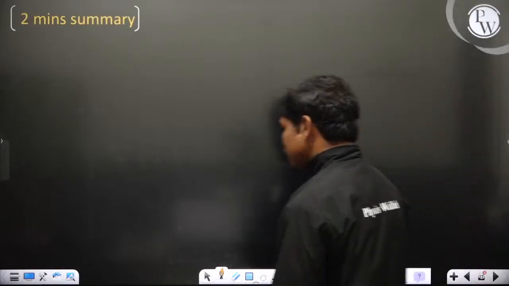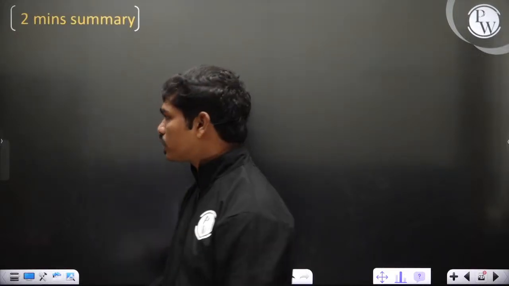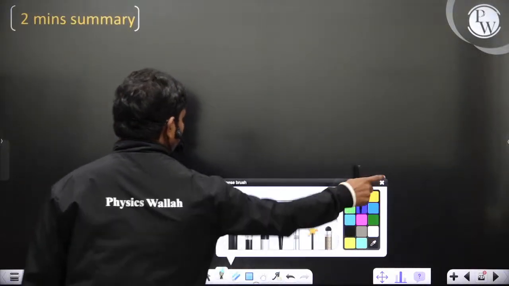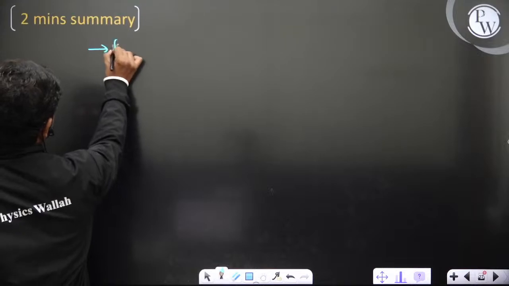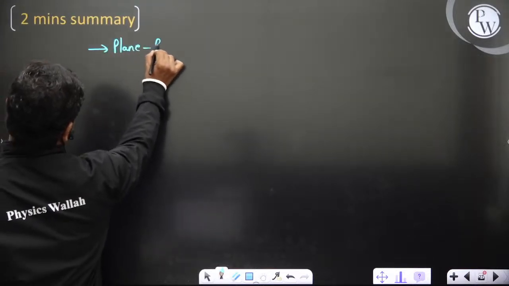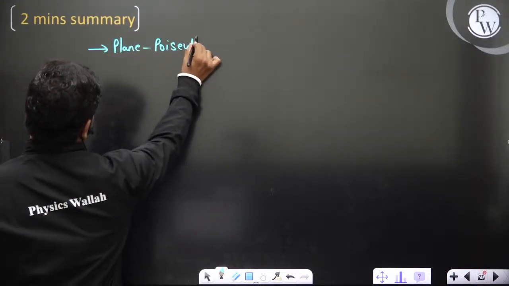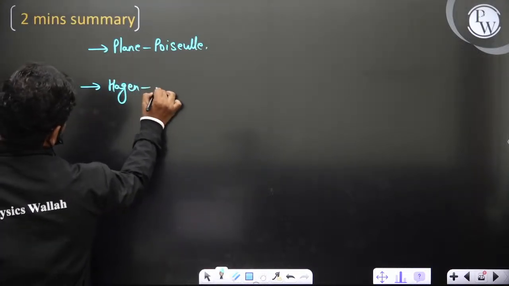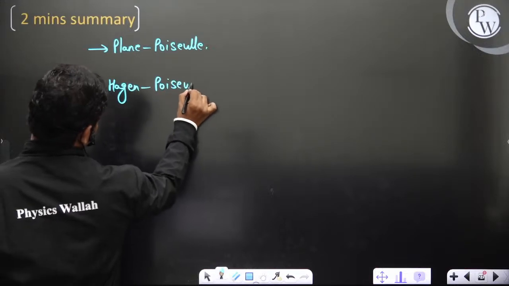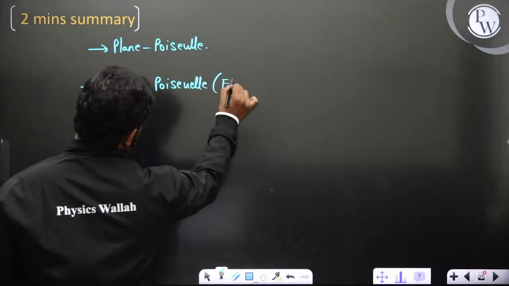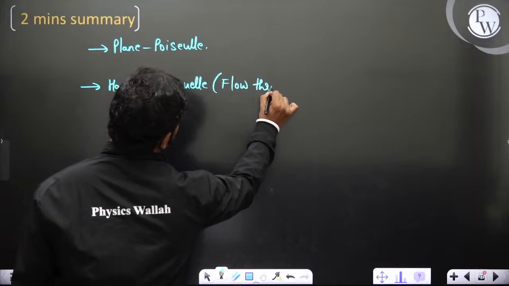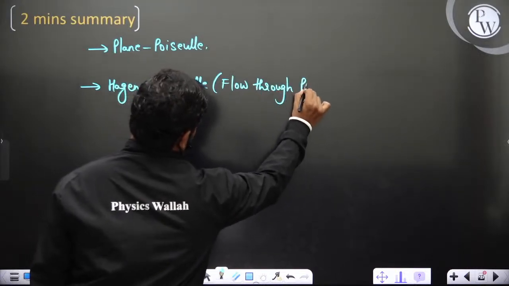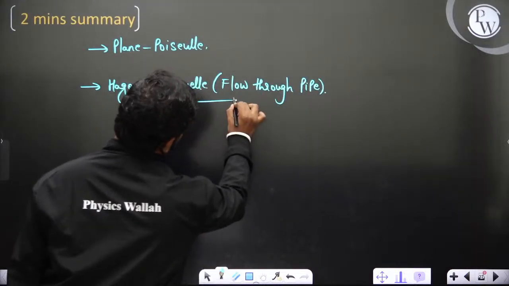So today we have talked about a lot of things. Flow through pipes we have talked about completely using Navier-Stokes equations. We have talked about plane Poiseuille and Hagen-Poiseuille, which is actually flow through pipes.